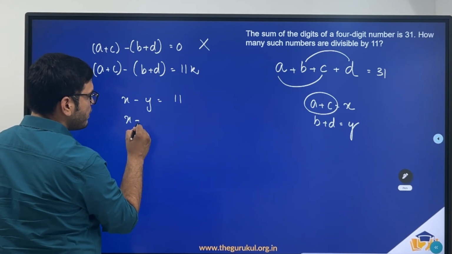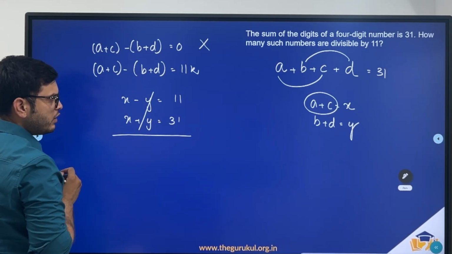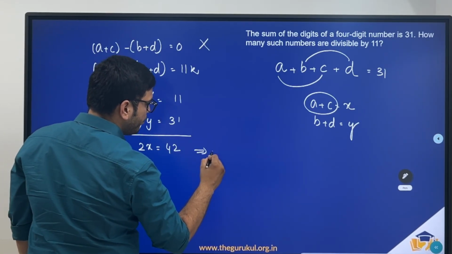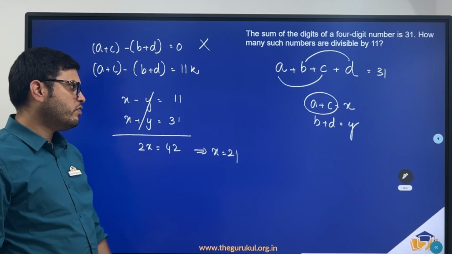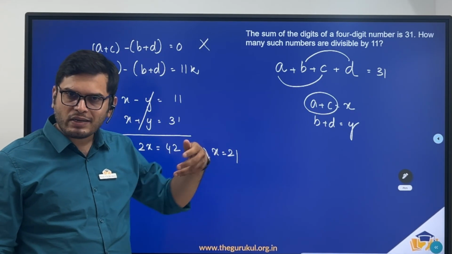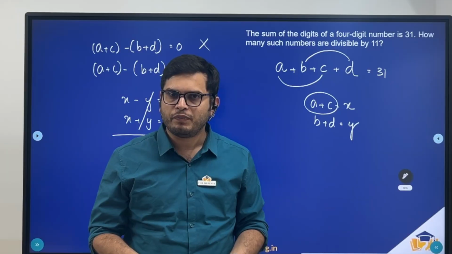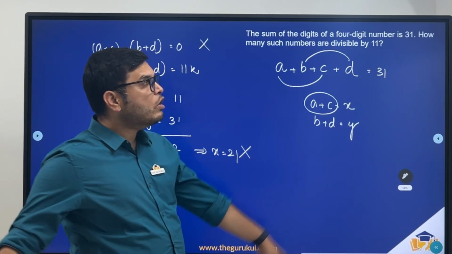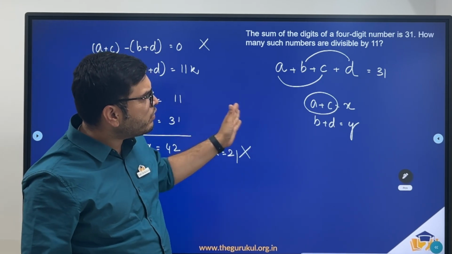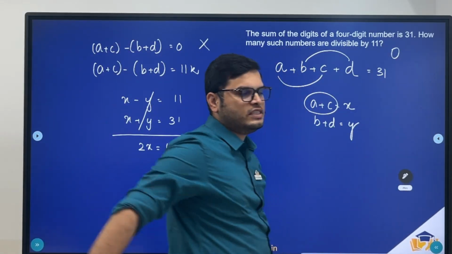And we also have X plus Y is equal to 31. Now adding these two equations, we have 2X is equal to 31 plus 11, 42, and this implies X is equal to 21. Now what is X? Sum of two digits A plus C. Can the sum of two digits be 21? No, we had just discussed that the maximum value of the sum of two digits is 18, only when both the digits are 9. So this is not possible. So you do not have any such four-digit number whose digits sum up to 31 and which is divisible by 11. So the answer for this question should be 0.